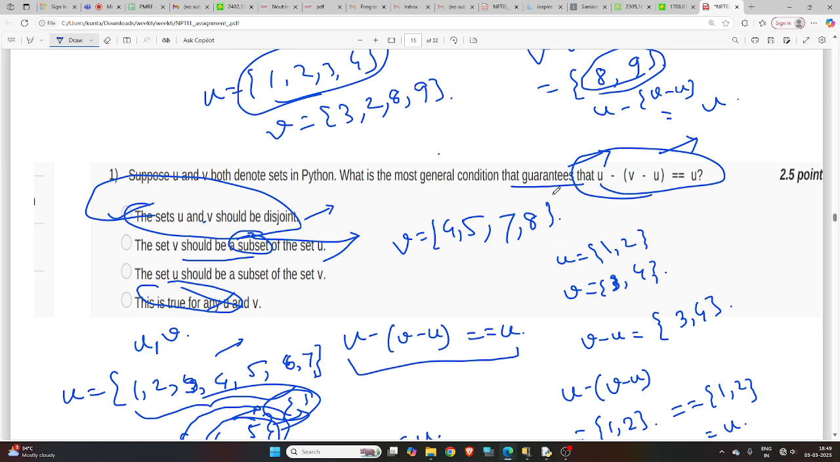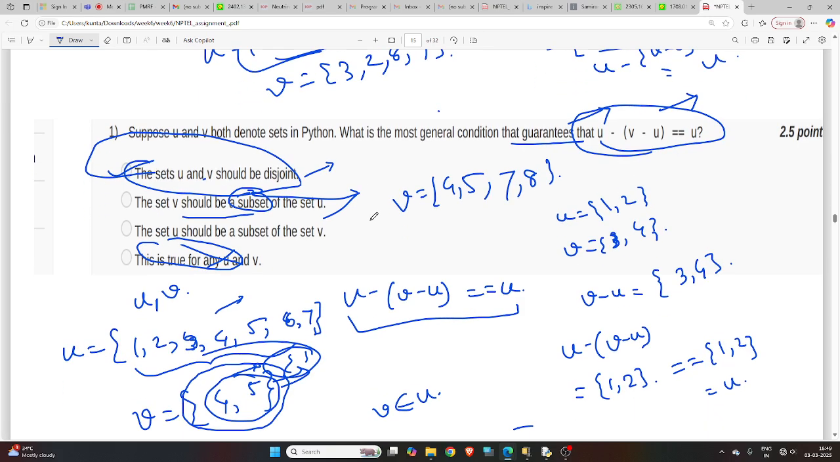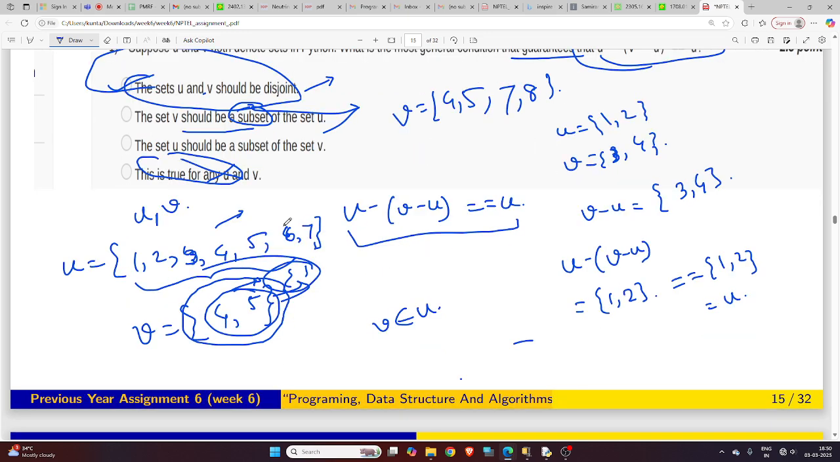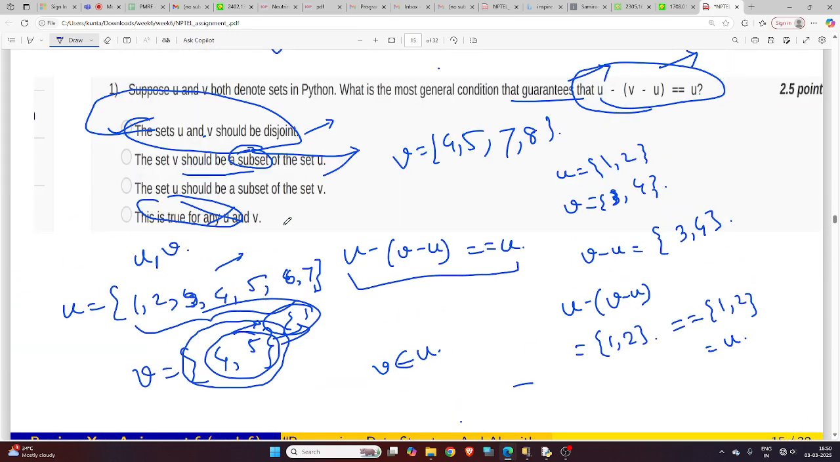Most general condition that guarantees this. Guarantees this means obviously it will also be there, right? Okay, I will look at this question, because it is giving a little bit of confusion, as all the options are coming out true. As you can see here, if it is disjoint, that is also true. If it is true for any U and V, that is also coming as true. So maybe we will think a little about this question and we will have an answer in the next class, because all the options are coming as true.